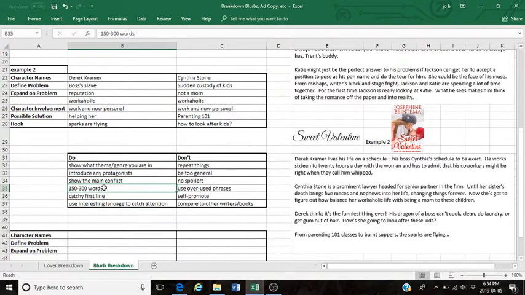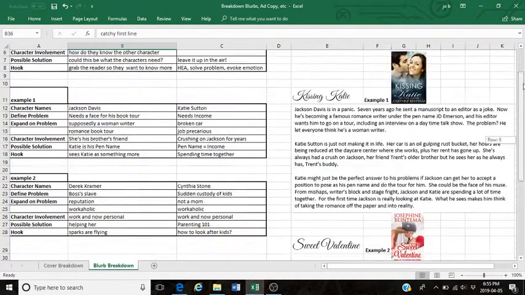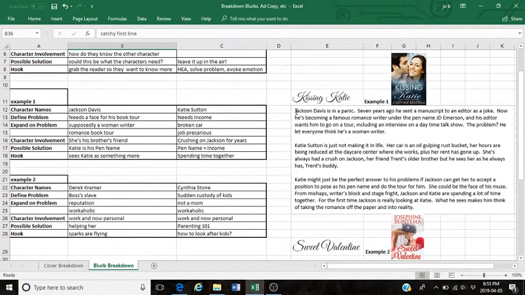Between 150 to 300 words, you want to have a very catchy first line so that your readers are interested. So like for this one, it's Jackson Davis is in a panic. And then we explain why he's in a panic and what his problems are. And then we also talk about Katie in the second one because we're going to talk about her problems right there. And we introduce how they know each other. And then we introduce the possible solution and our hooks.